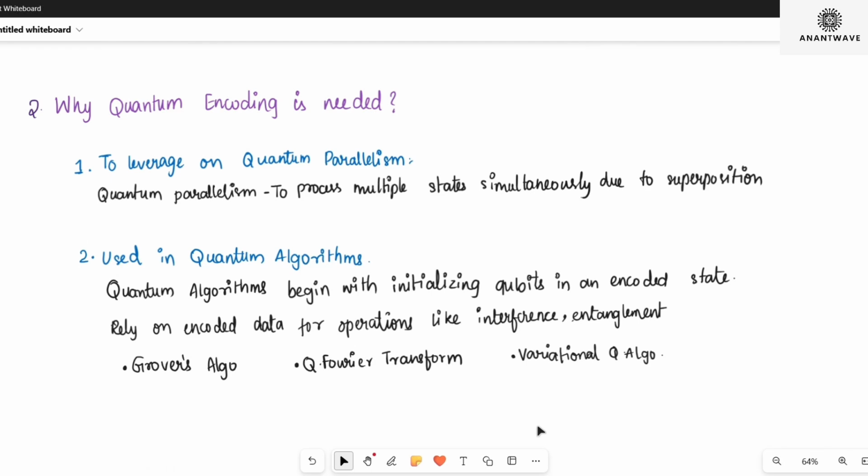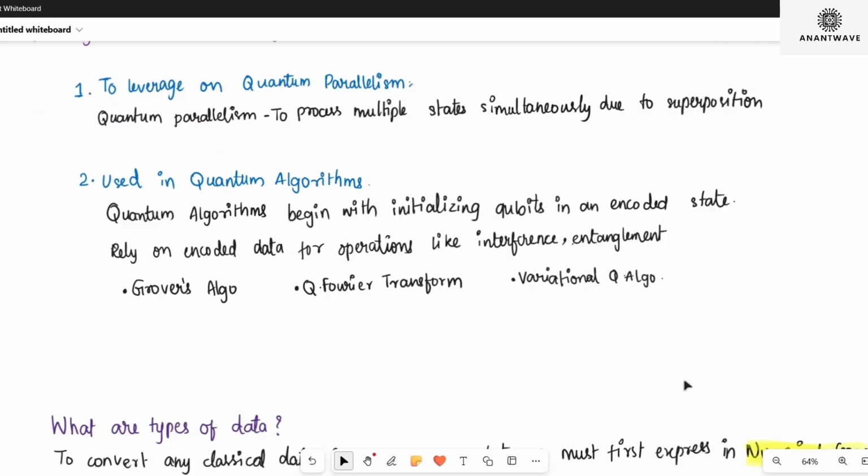Why is quantum encoding needed? To leverage quantum parallelism, that is, to process multiple states simultaneously due to superposition. It is also used in quantum algorithms. Quantum algorithms begin with initializing qubits in an encoded state, and rely on encoded data for operations like interference and entanglement. Such algorithms are Grover's algorithm, quantum Fourier transform, and variational quantum algorithms.